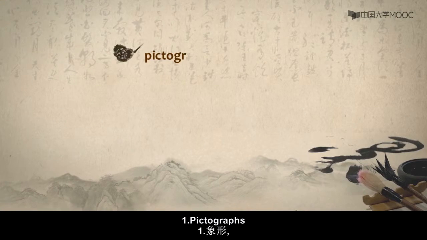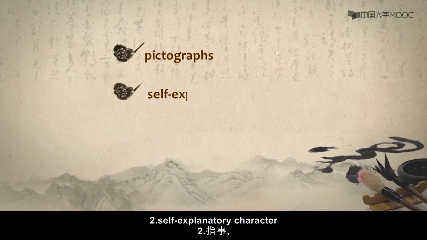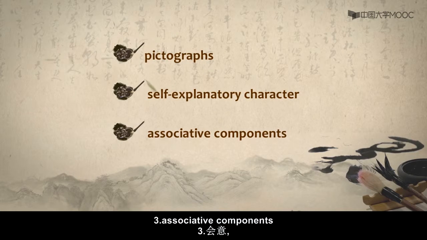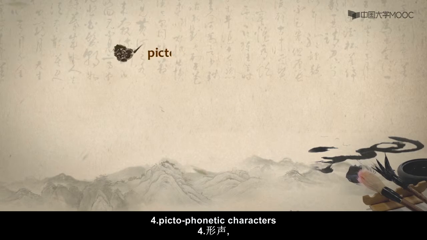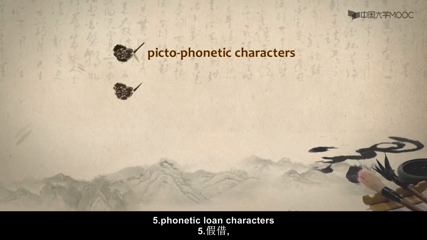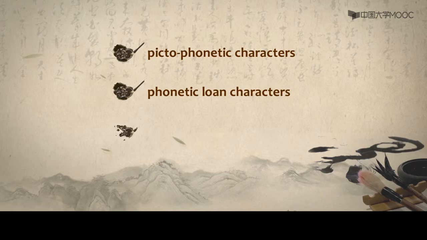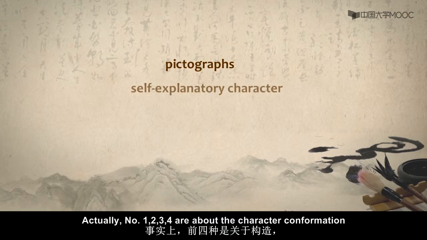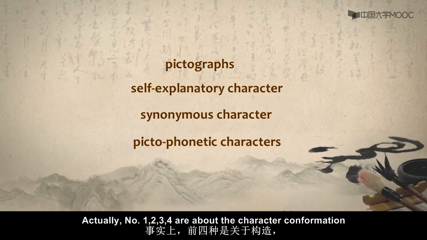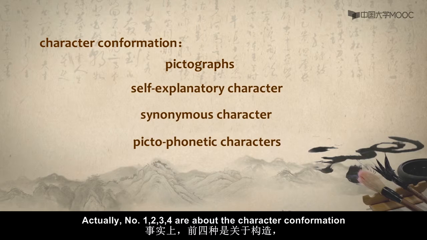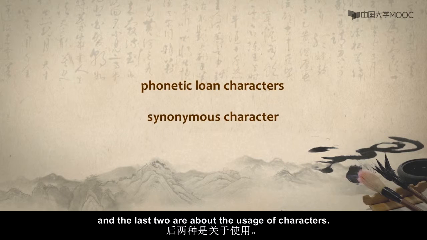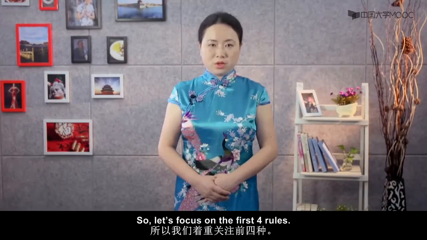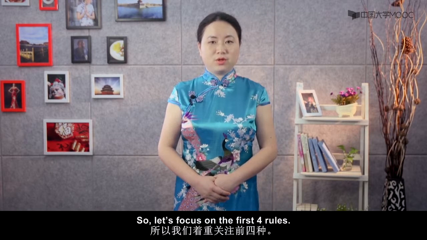including pictographs, self-explanatory character, associative components, pictophonetic characters, phonetic non-characters, synonymous character. Actually, number 1, 2, 3, and 4 are about the character conformation, and the last 2 are about the usage of characters. So, let's focus on the first 4 rules.